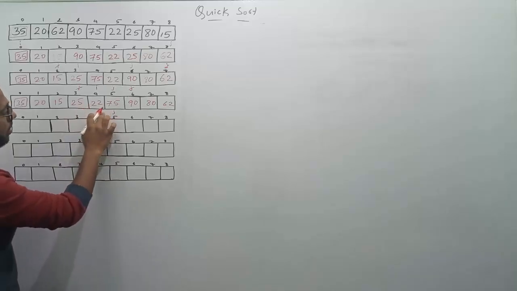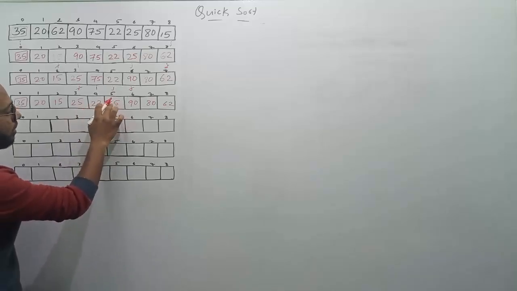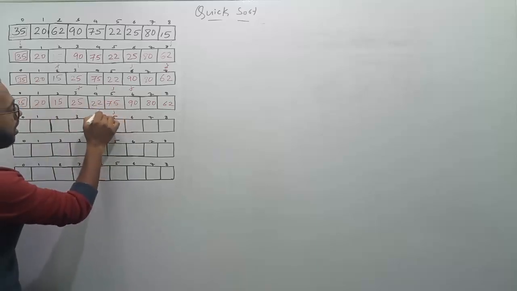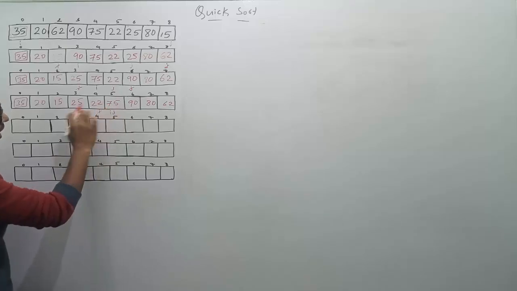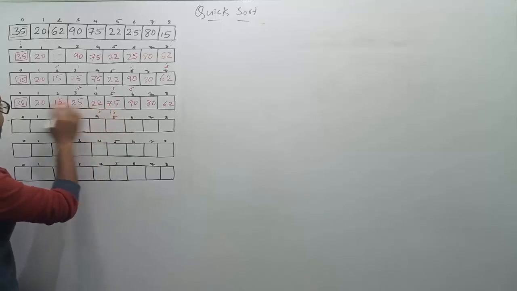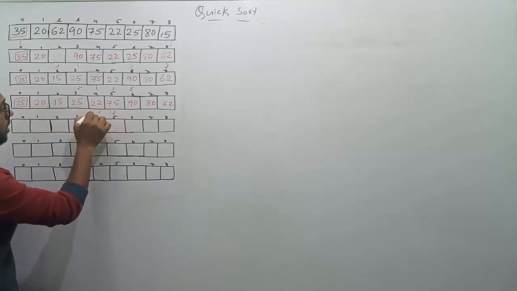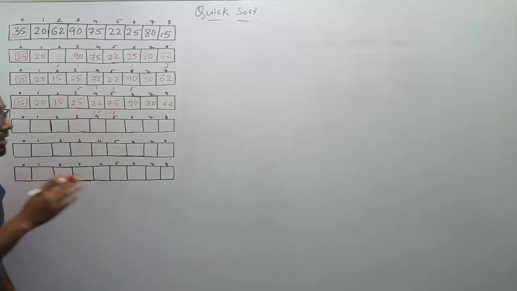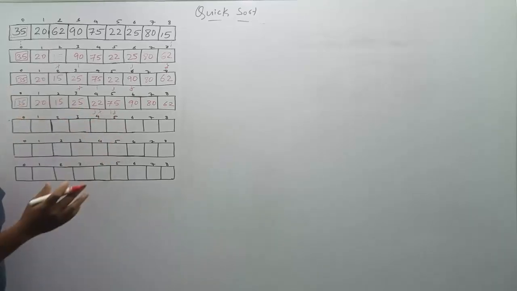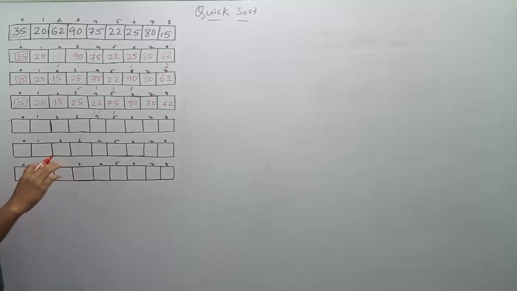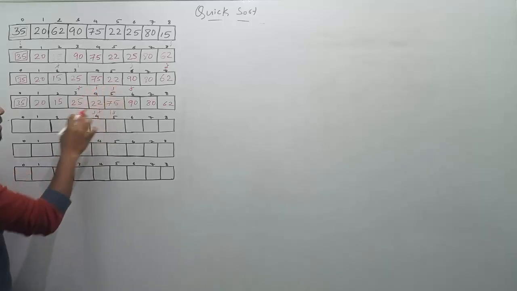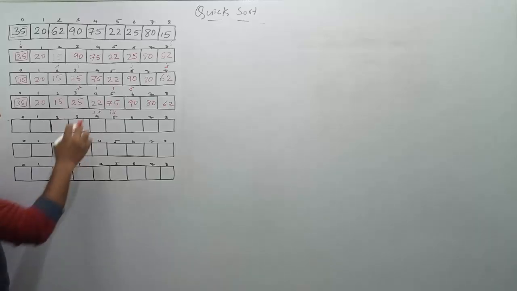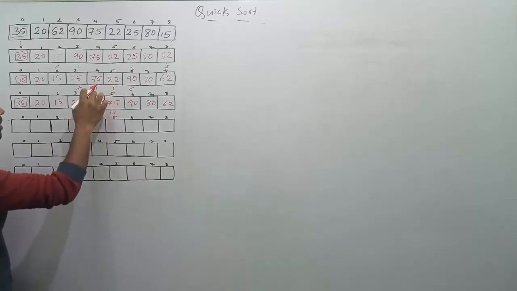Yes, on the right side there is an element 75 which is greater than 35. So I will mark this as i, and on the left side of j there is an element 22 which is lesser than 35. So I will mark it as j. Now you can see i has crossed j, or j has crossed i. So after crossing, the value of i becomes more than the value of j. Now you can see i value is 5, j value is 4.